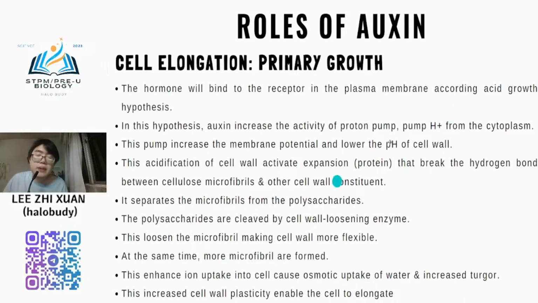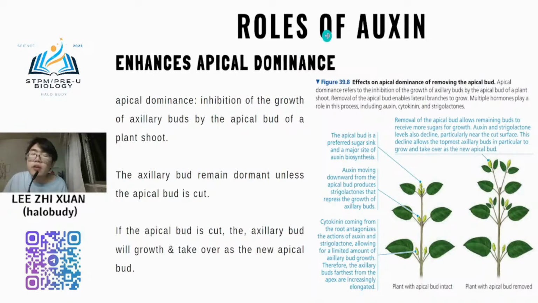Okay, so this is the explanation. You can read it yourself. Another auxin function is that it enhances apical dominance. You need to know the meaning of apical dominance. Apical dominance is the inhibition of growth of axillary buds by the apical bud of a plant shoot, meaning the apical bud is located at the tips of the plant shoot.